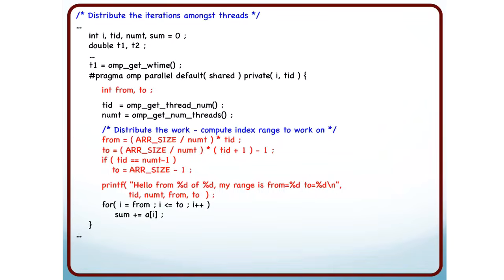So let me fix the code. I'm going to distribute the iteration amongst the threads. All the threads seem to be working on the entire array, so let me have each thread work on different parts of the array. How do I do that?